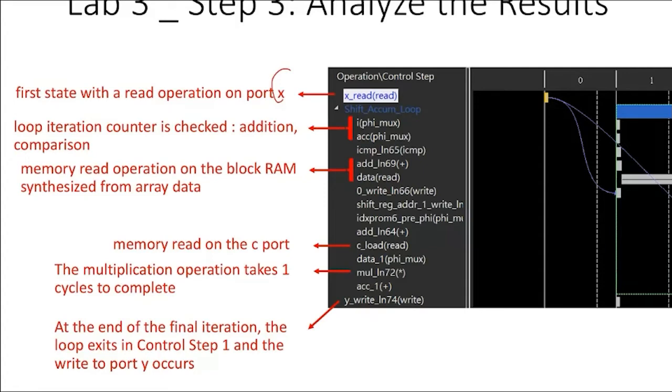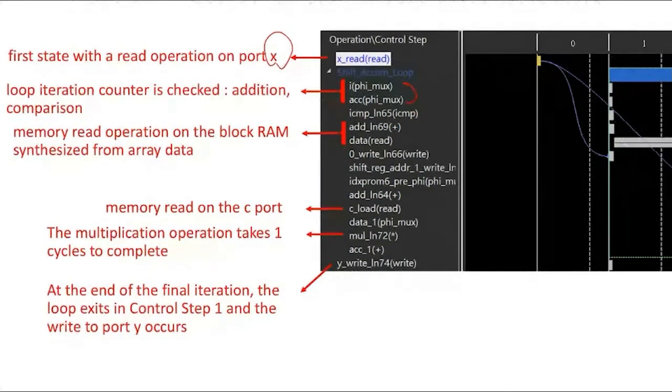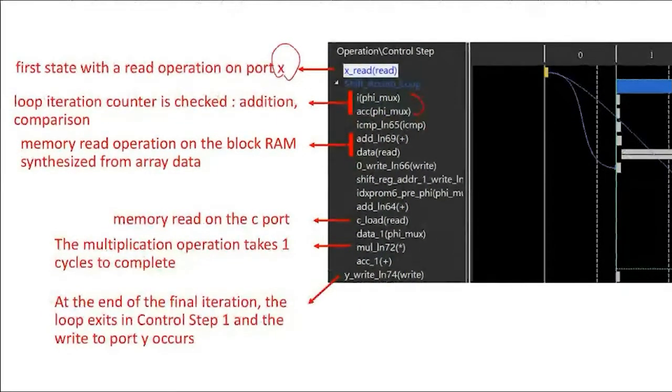First, the loop iteration count is checked in these two commands. Then we read the memory in block RAM here. Here, if it is the final iteration of the loop, this will work. Then we read port C and do the multiplication. In the final iteration, the loop will exit, and the value will be written to port Y.